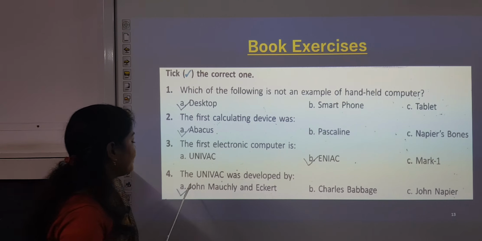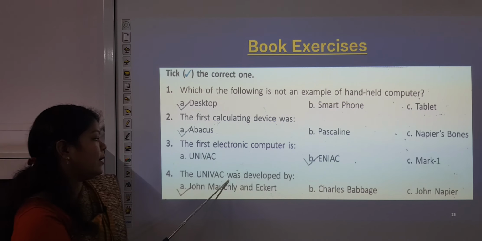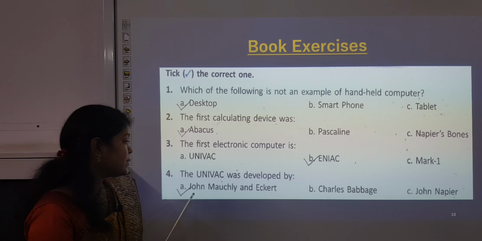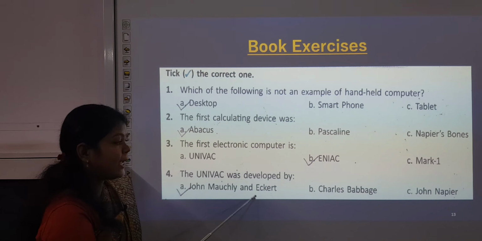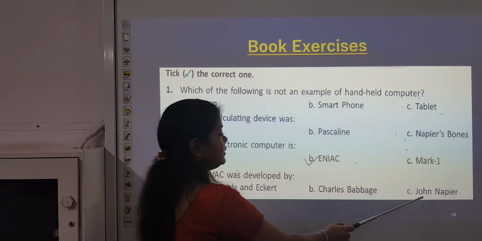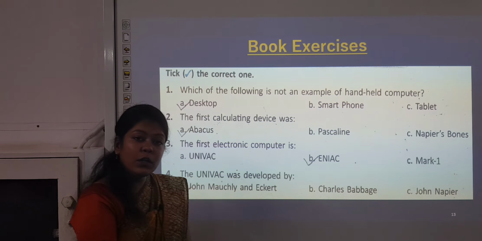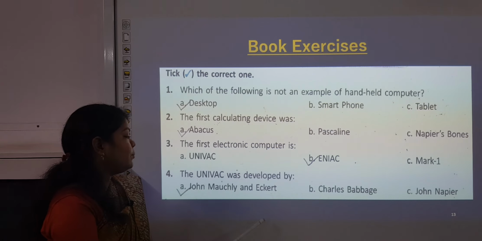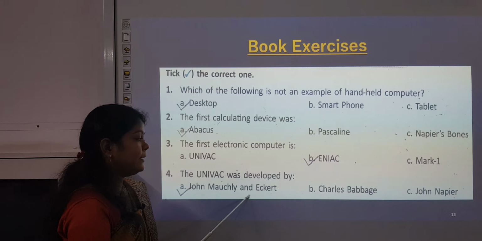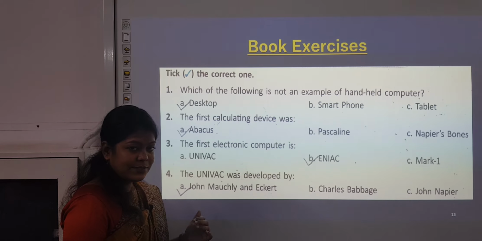Right tick here. Next, the UNIVAC was developed by, the options are John Mauchly and Eckert, Charles Babbage and John Napier. We all know UNIVAC was developed by John Mauchly and Eckert, as we have already discussed in the chapter.